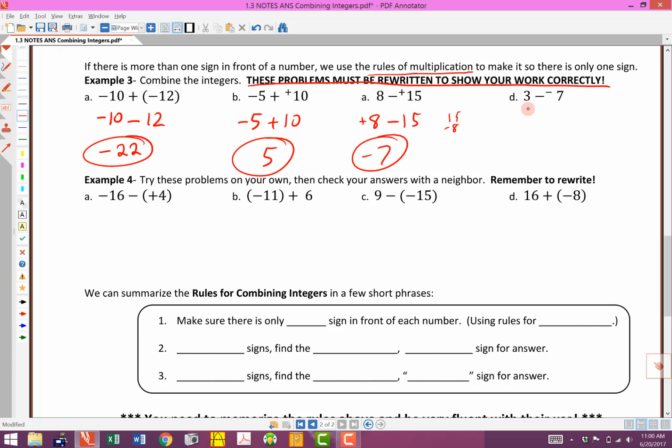Okay, let's take a look at this last one. So this is going to be a 3. Again, we assume that to be positive. I'm not going to write it on this particular one. And then I've got two negatives next to each other. Again, this is implied multiplication. Negative times a negative is positive. So this is going to be 3 plus 7.